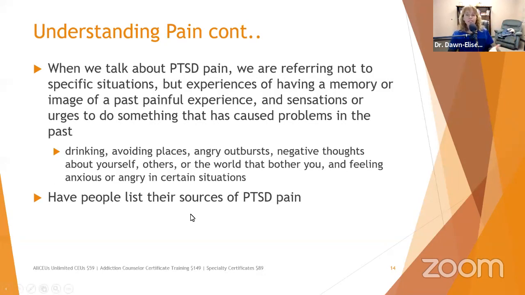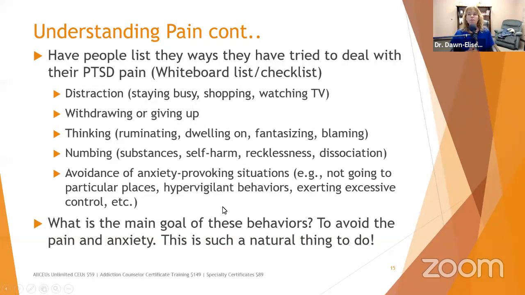So when you have people list the sources of their PTSD pain, this can be a pretty lengthy list. So you want to limit them to 5-10 minutes. Take 5 minutes and jot down the top sources of your PTSD pain at first, because I don't want them getting overwhelmed. But I do want them to see how the pain is influencing or the pain is present in their lives. And then have people list the ways they've tried to deal with their pain.